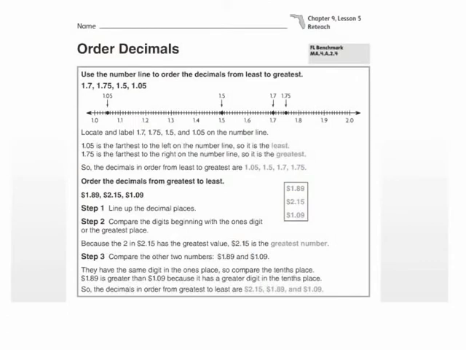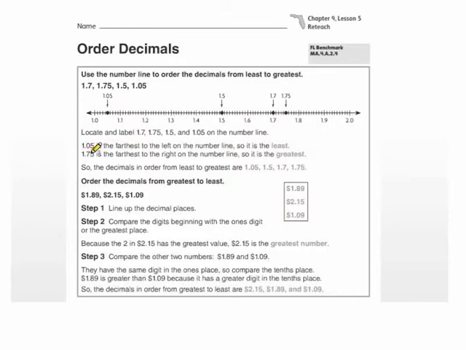All right, next on our list here is we're going to use the number line to order the decimals from least to greatest. So we're going to locate and label 1 and 7/10, 1 and 75/100, 1 and 5/10, and 1 and 5/100 on the number line. Well, I know that this is one whole. This is two wholes. So I see here it's 1 and 1/10, 1 and 2/10, 3/10, 4/10, 5/10, and so on till you get to two wholes.